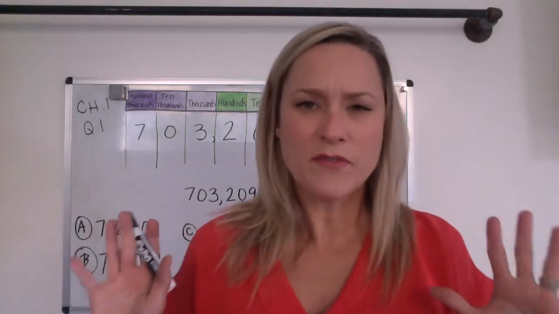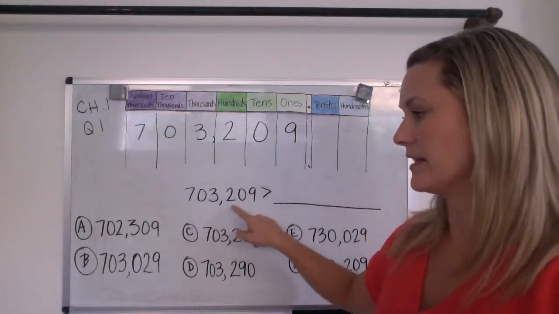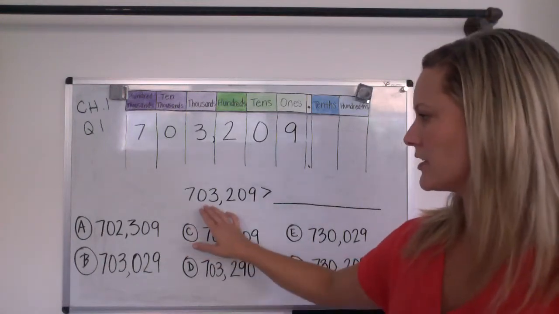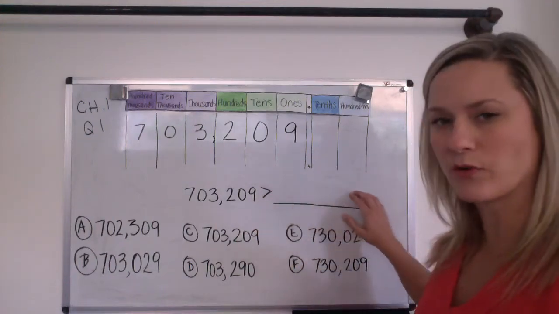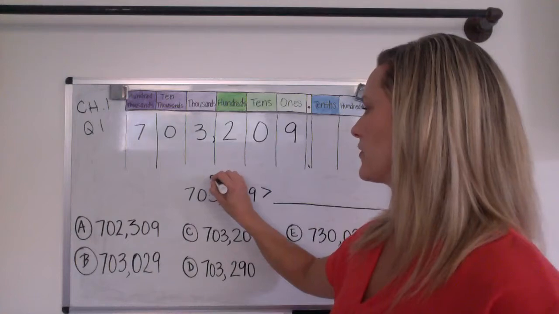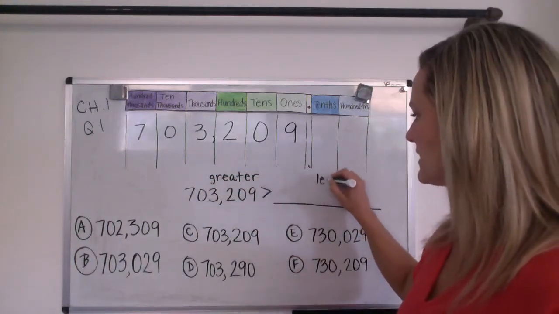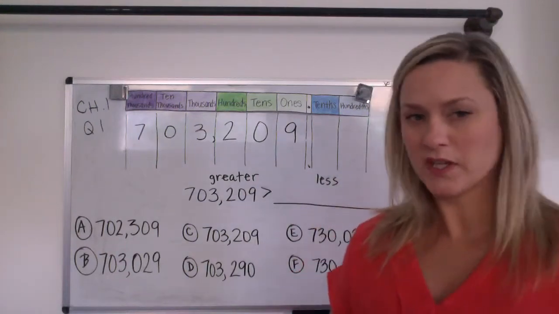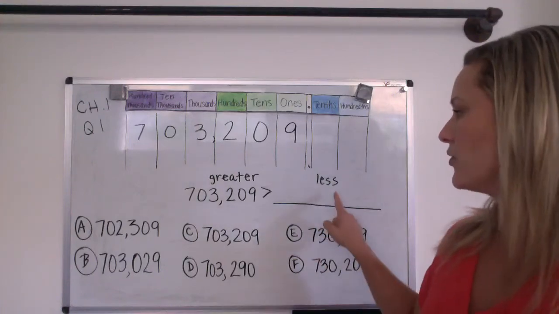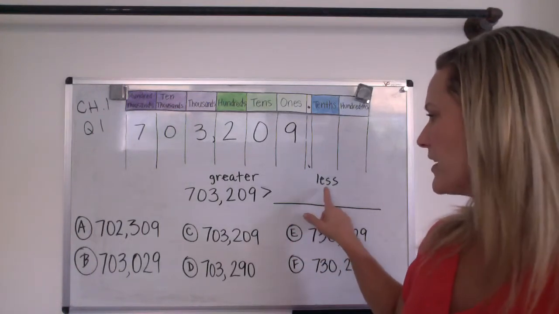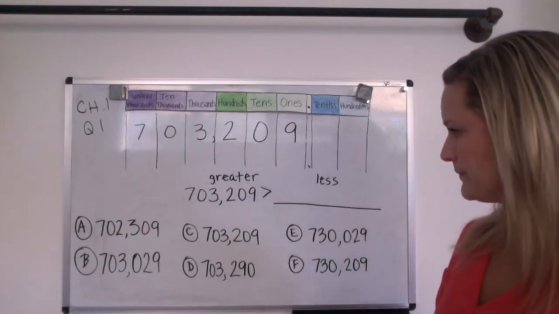All right, so we have to find a number that is less than this number, because it says 703,209 is greater than whatever we put here. So this is going to be greater, and this is going to be less. So right now, you can look at your answer choices on question 1 and eliminate anything that you know is actually going to be greater, because the one we have to pick is going to be less. All right, so make your eliminations right now.